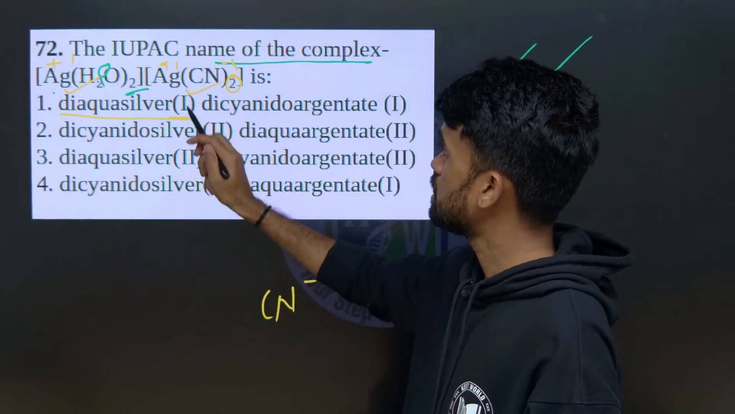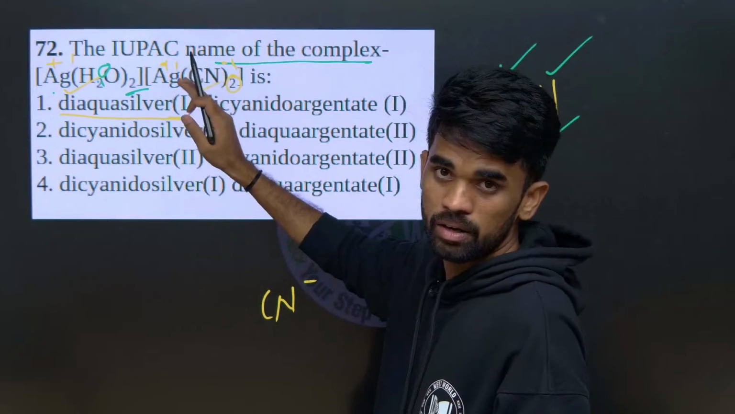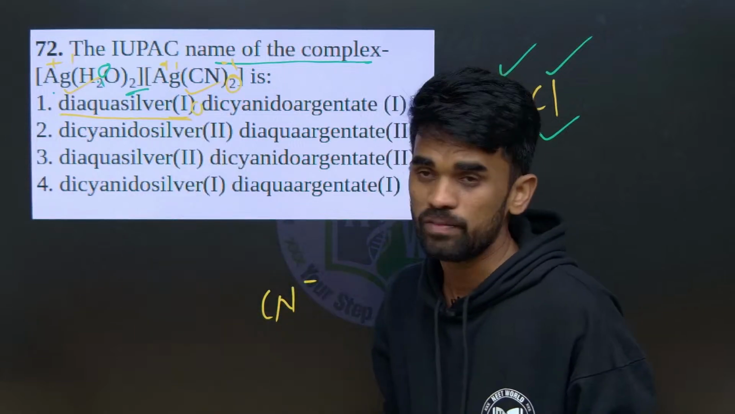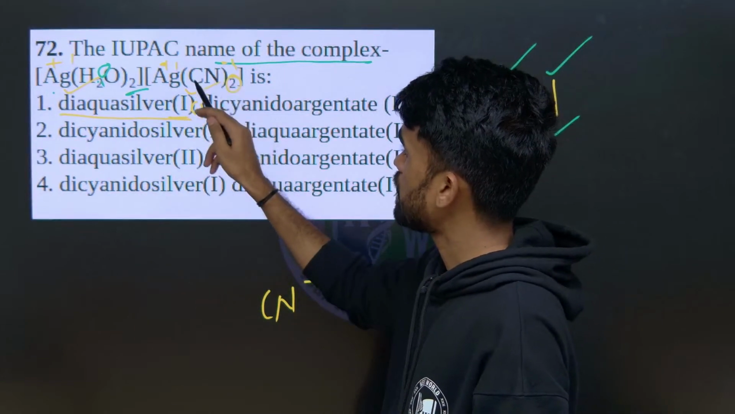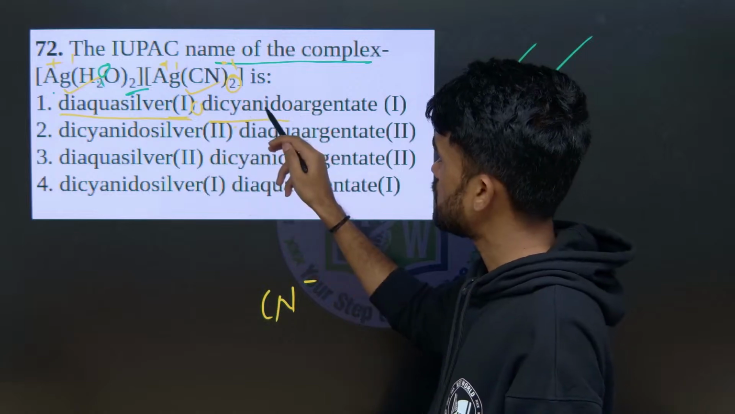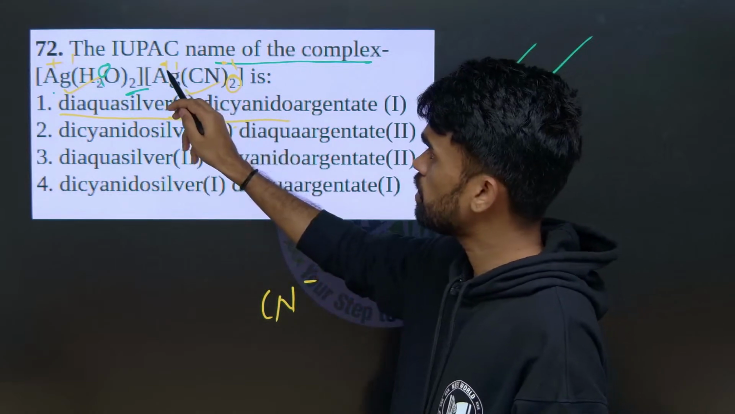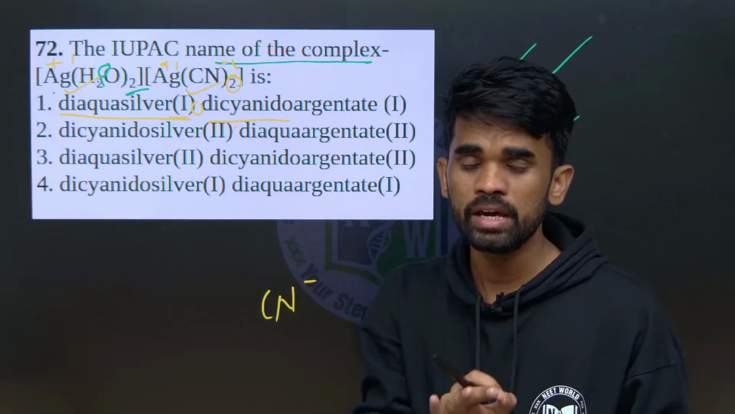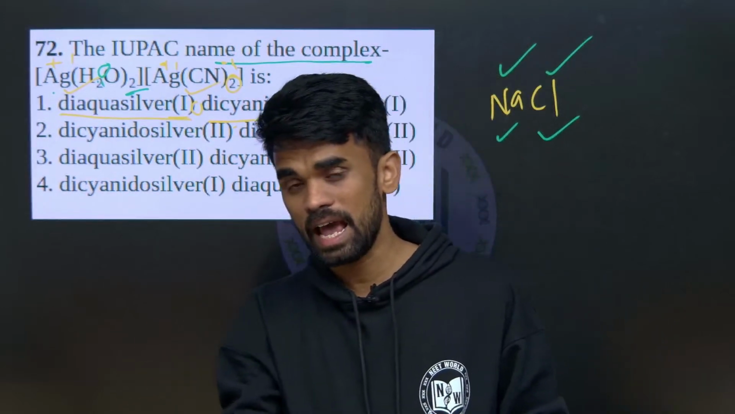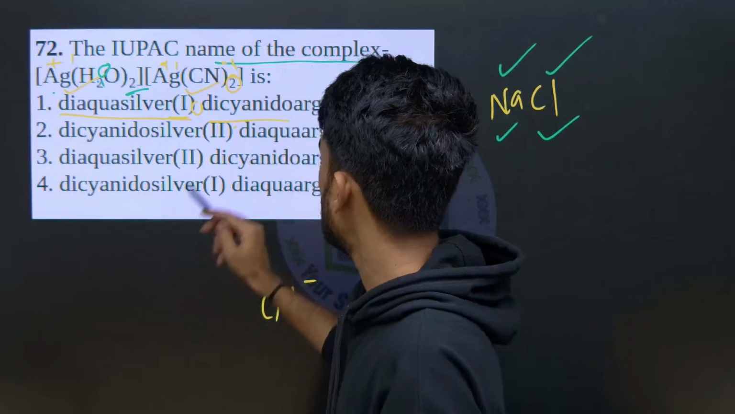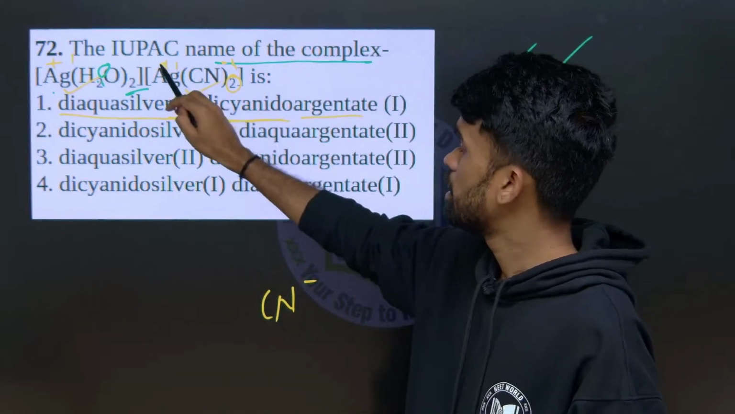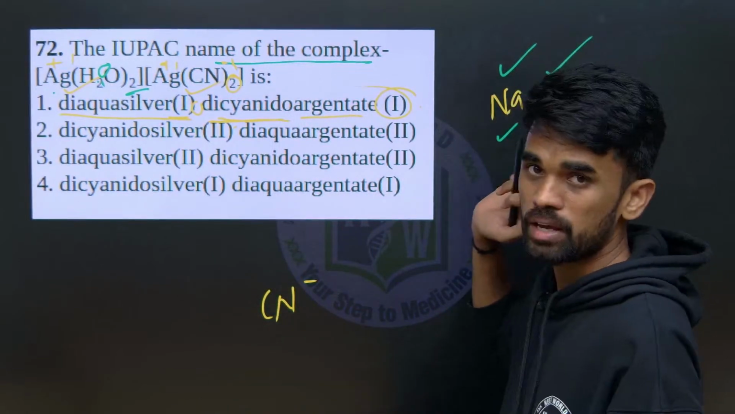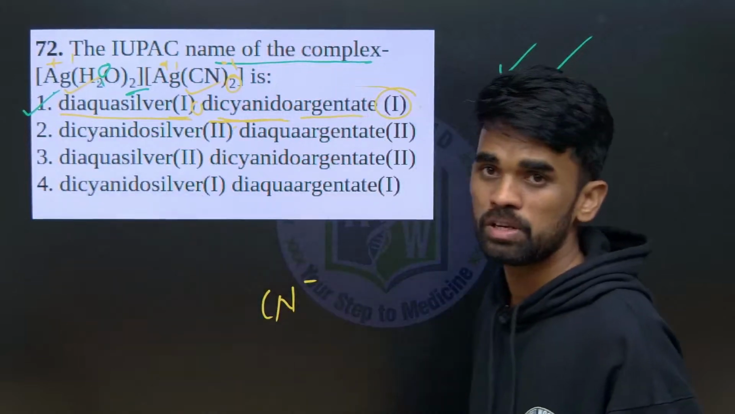Then next, when we are writing the second sphere, leave a space. Next, dicyano or dicyanido. Silver, when it is in the anionic sphere, you should call it argentate. The name itself indicates whether it is in the anionic sphere or cationic sphere. Okay, dicyanoargentate, here it also has +1. Write the oxidation state in parentheses. So the first option is most suitable for this.